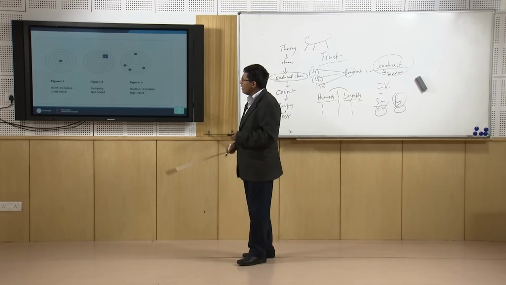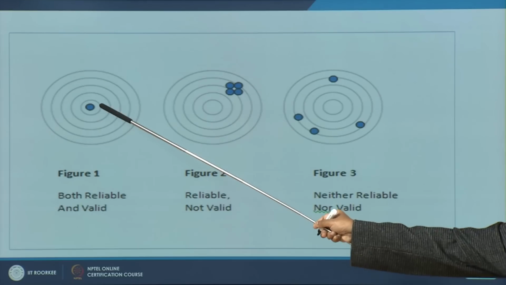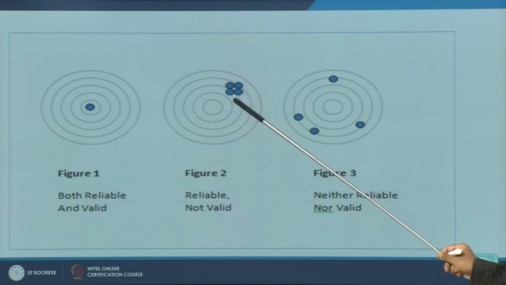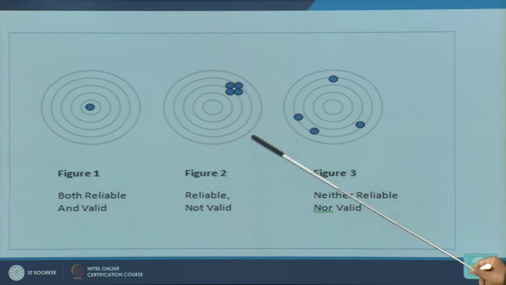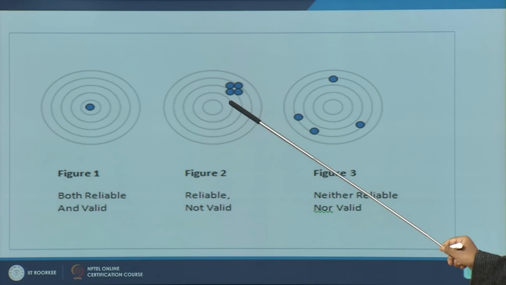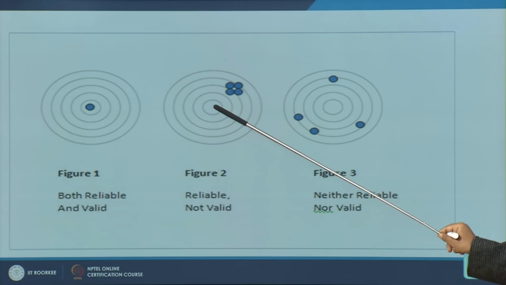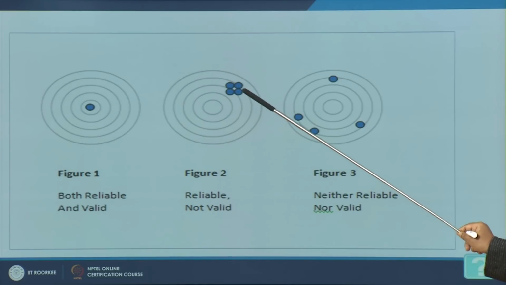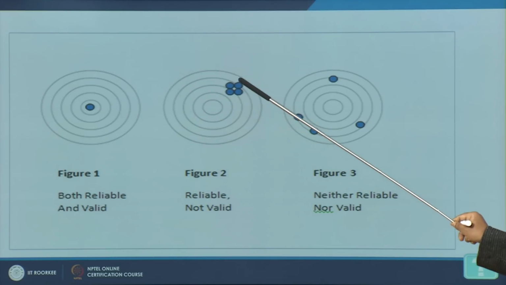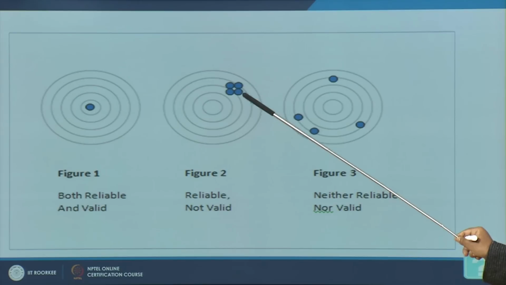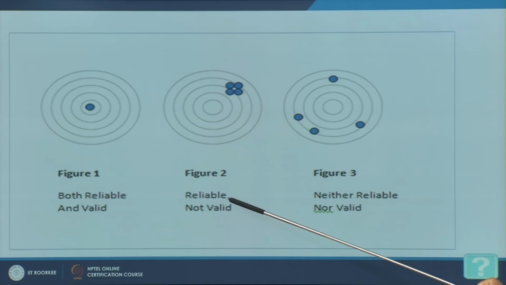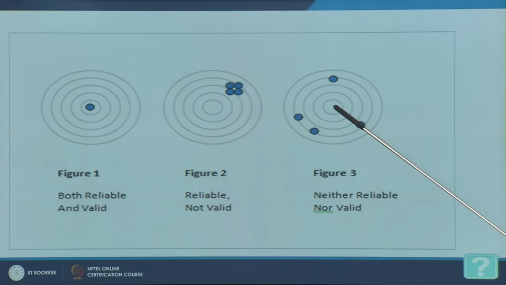Okay. So, this one is both reliable and valid, it is falling within the target. In the next case, it is reliable but not valid, it should be hitting somewhere here, but it is not, it is at one point, although the data it is giving is more or less the same. So, that is why it is reliable but not valid. Third case, it is neither reliable nor valid; it is neither hitting the target nor even giving the same score. So, it is neither reliable nor valid.